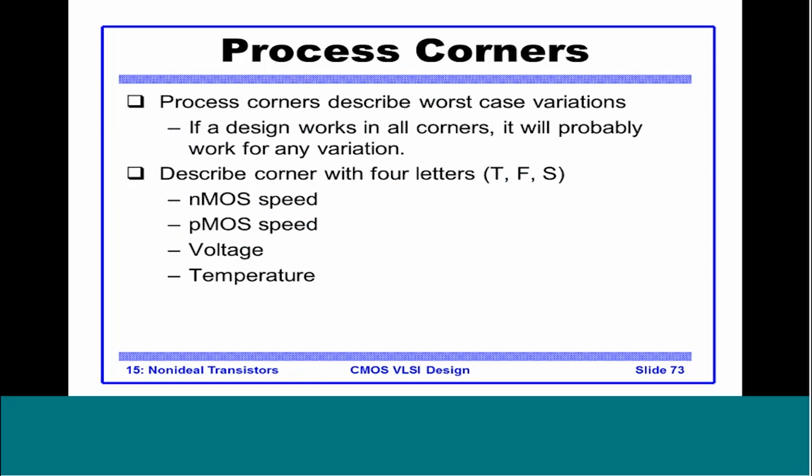But when verifying the chip, we will verify the chip at the worst case corners. Obviously, if the chip works in all the corner cases, it should work in the middle. It should work for any combination of these corners, because these corners represent the extreme cases of the chip operating conditions. So we define four parameters: NMOS speed, PMOS speed, voltage, and temperature. A combination of all these will define whether the corner is fast, slow, or typical.